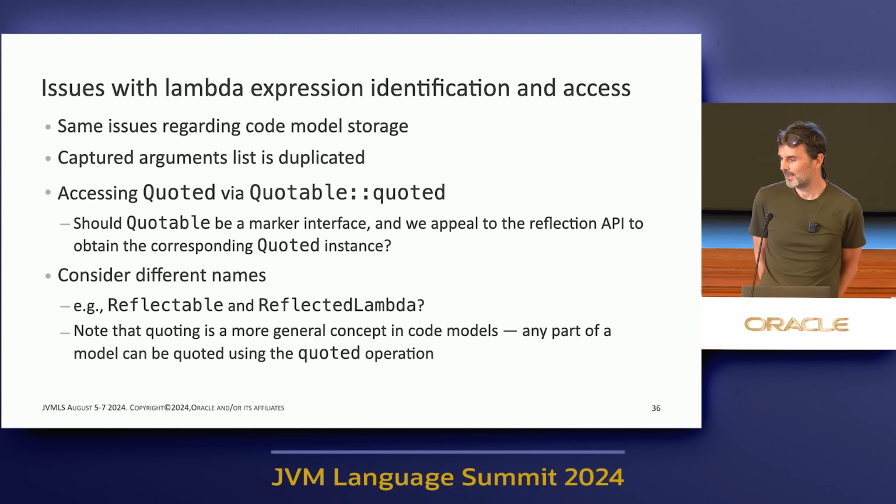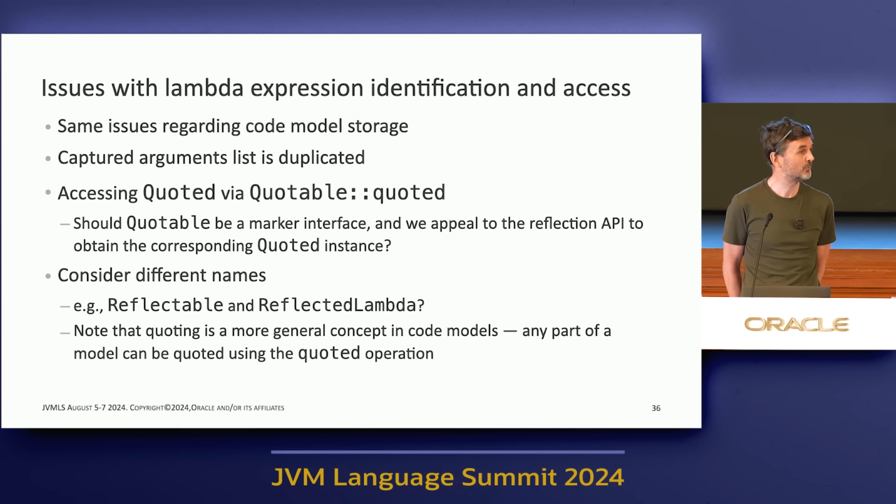So there's a couple of issues here with the expression, identification, and access of lambdas. Same issues regarding code model storage. We noted that the captured argument list is duplicated. We think we can solve this. There's also accessing quoted via quotable.